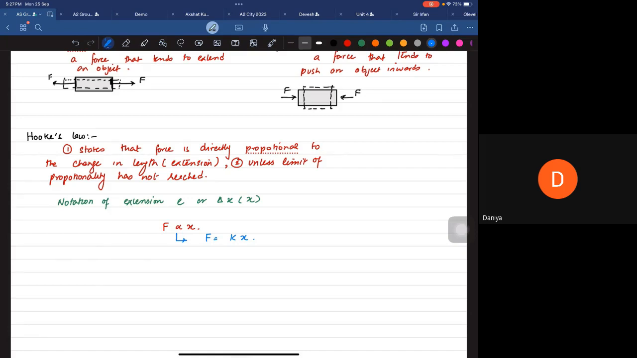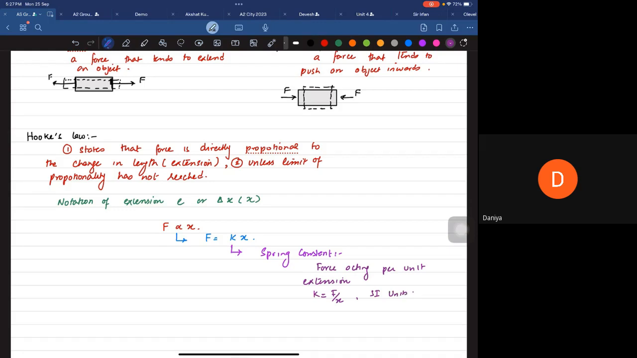This k that you see is known as the spring constant. Spring constant basically means that it's the force acting per unit extension. So k will be F upon x. The SI units for this is newtons per meter, right?